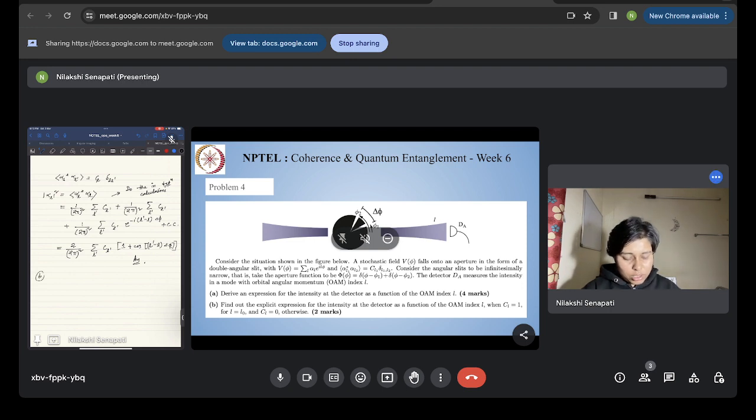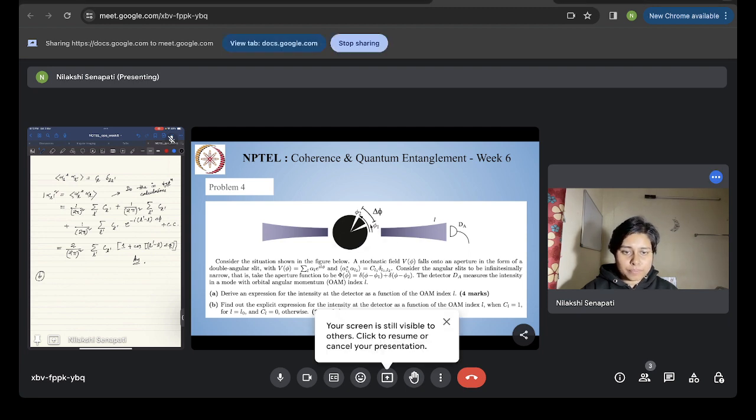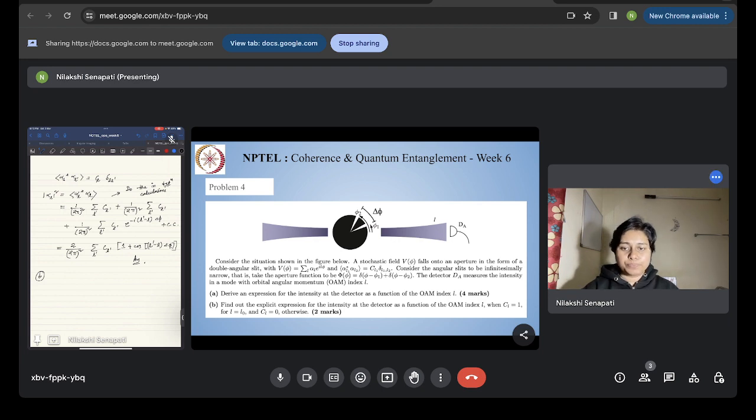Now the next question, problem part B. One minute. It is saying find out the explicit expression for the intensity at the detector as a function of the OAM index L when C L1 equal to 1, for L equal to L0 and C L equal to 0 otherwise.